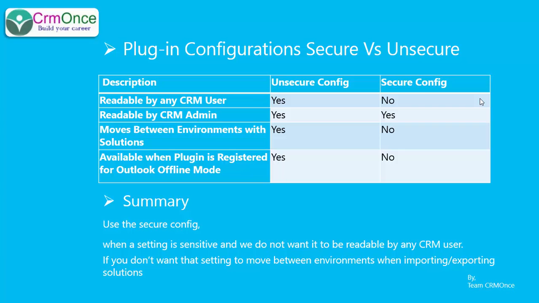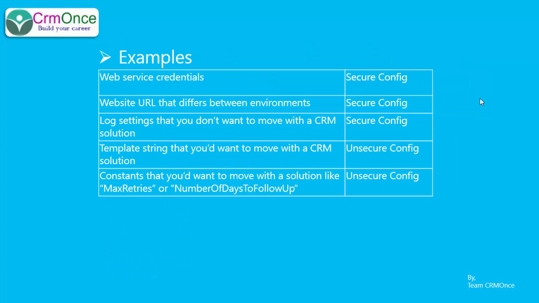So summary: use the secure configuration when a setting is sensitive, so you don't want it to be read by a CRM non-admin user, and also you don't want that setting to be moved between the environments. So these are the two criteria. Okay, so here are a few examples. Web service credentials, use secure configuration. Website URLs, if they differ from environment to environment, go for secure configuration.